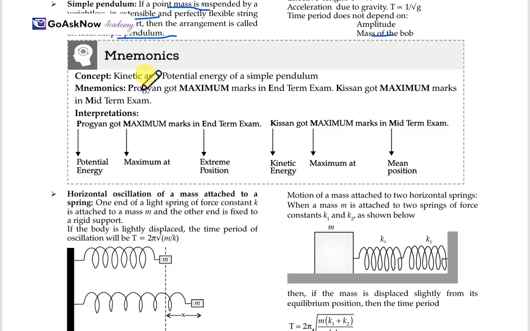There is some concept like kinetic and potential energy of the simple pendulum. There is a memory trick to remember where potential energy is maximum, at the extreme point, and where kinetic energy is maximum. Here A means extreme position, where potential energy is maximum. With the help of this concept, you can keep it in mind.